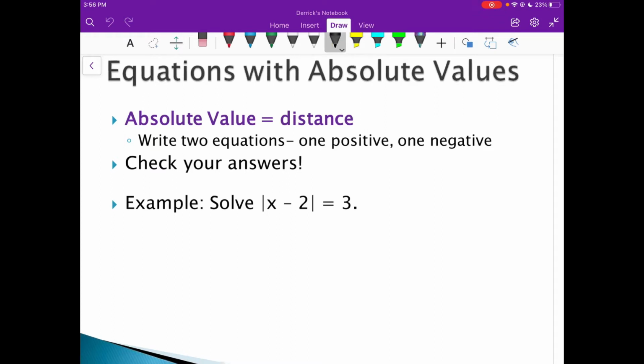answer. For example, the absolute value of 2 is 2. But the absolute value of negative 2 is also 2. Absolute value always gives us a positive number. And so what that means is when we're looking at an absolute value equation, a lot of times we are going to end up with more than one answer.